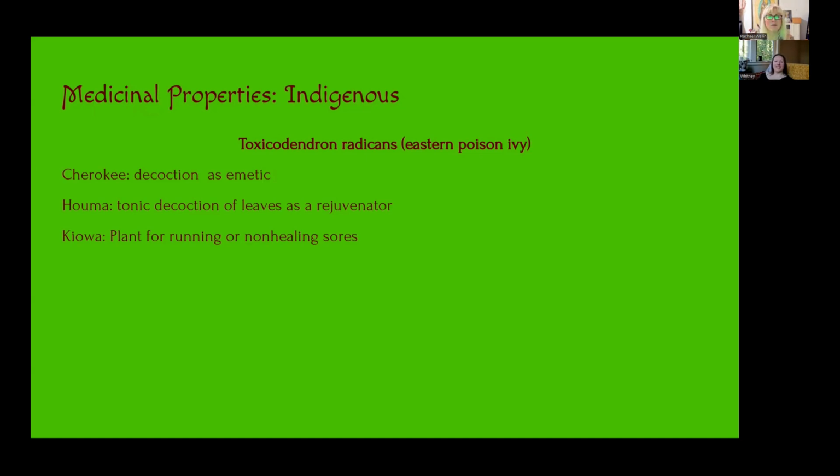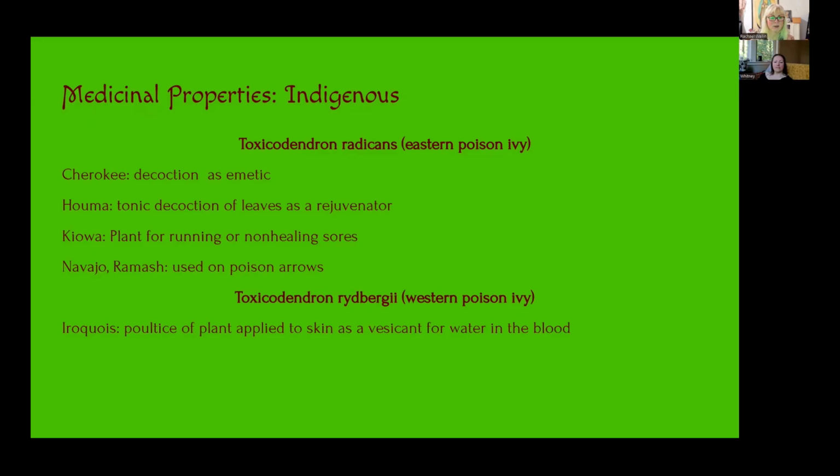The Kiowa use the plant for running or non-healing sores. So again, we see this as a remedy. That's probably the best remedy we've seen. The Navajo Ramah use it on poison arrows. Then the Toxicodendron rydbergii, the western poison ivy, which I haven't seen any in the West. I've seen only poison oak. The Iroquois use a poultice of plant applied to skin as a vesicant for water in the blood.